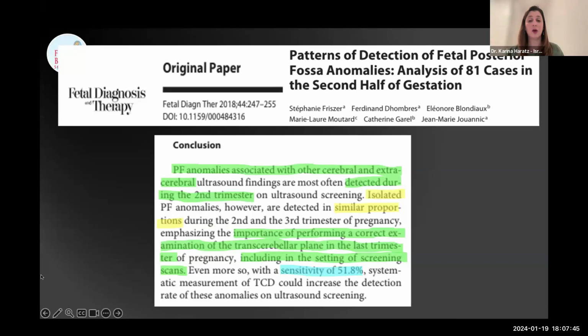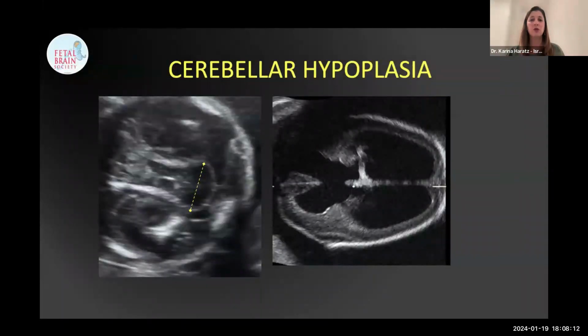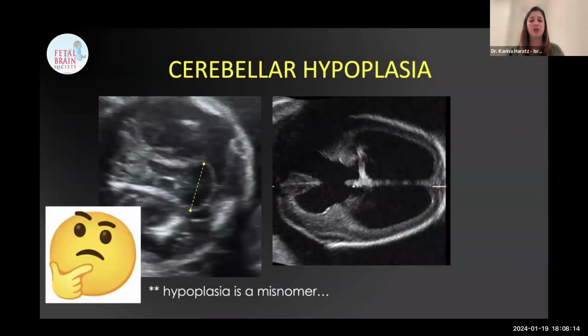And they state, as we spoke yesterday, the importance of measuring the TCD in every exam, especially later on in pregnancy. Here with a sensitivity of 52%, only measuring the TCD could raise the suspicion of a problem. And this is a very important thing to be taken home. If you forget everything in this lecture, remember to measure the TCD later on in pregnancy. And we are going to start speaking about cerebellar hypoplasia.